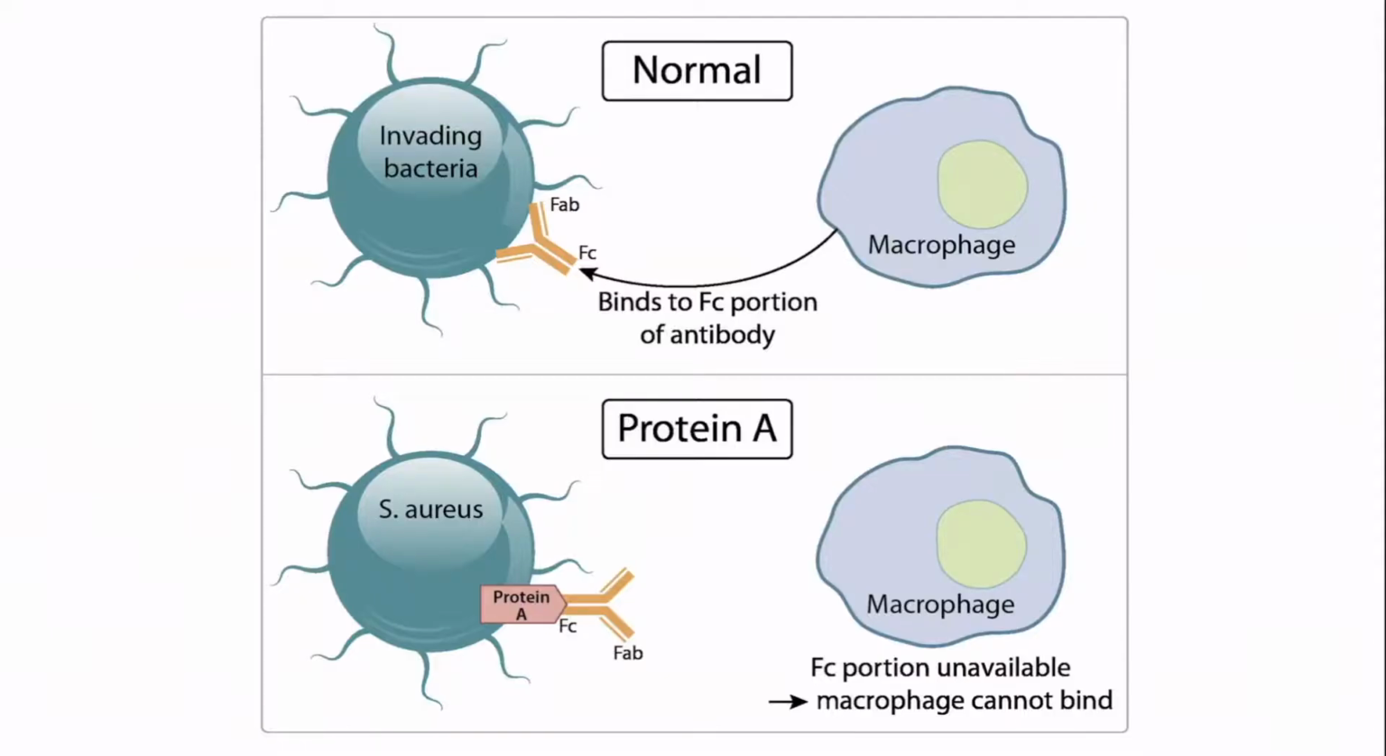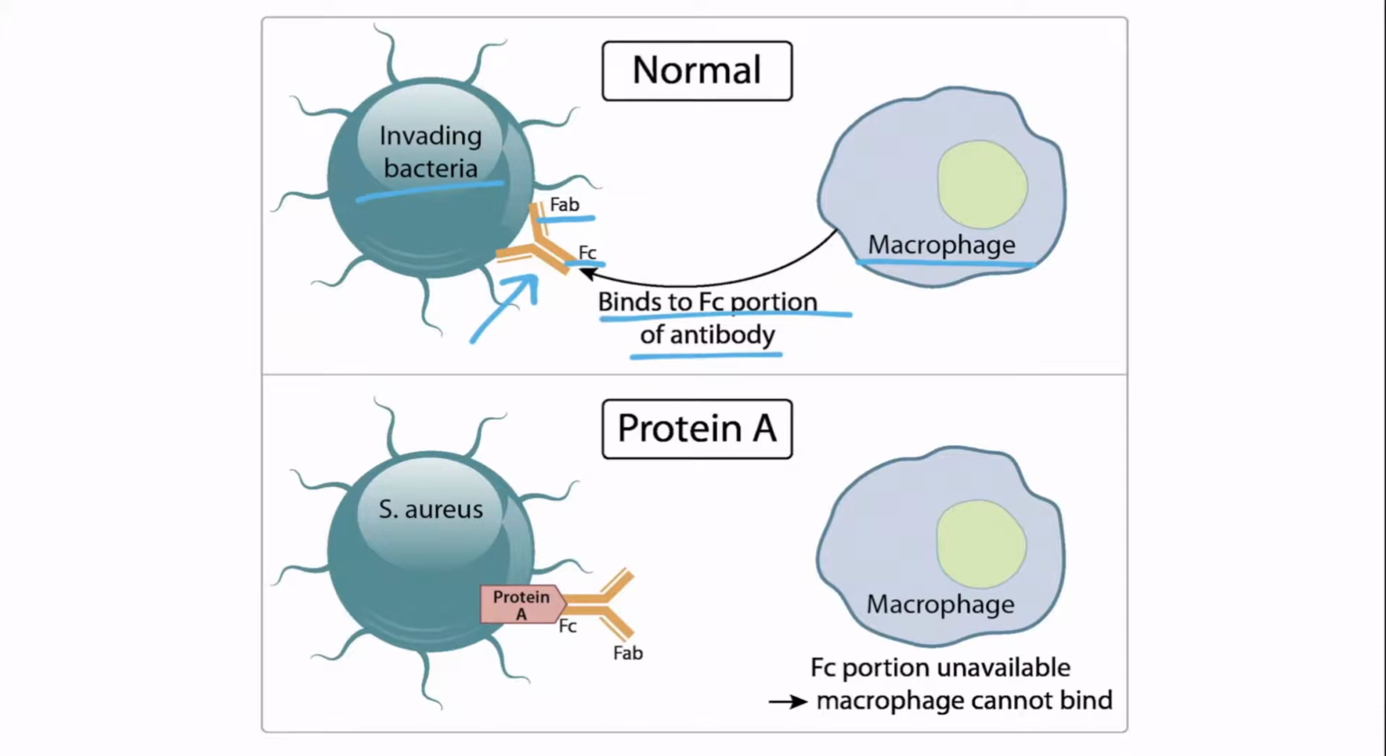The top image depicts the normal process. Here is an invading bacteria, and antibodies, which you can see right here, recognize an antigen on the bacteria. And the portion that recognizes the antigen is the Fab portion of the antibody. This leaves the Fc portion exposed, and it's this Fc fragment that receives the macrophage. The macrophage comes and it binds to this Fc portion, thus leading to phagocytosis and death of the pathogen.